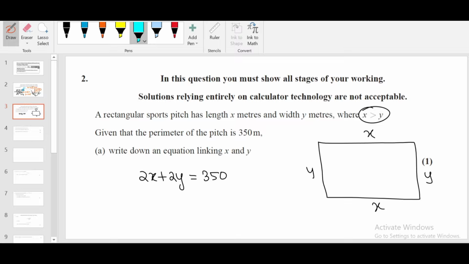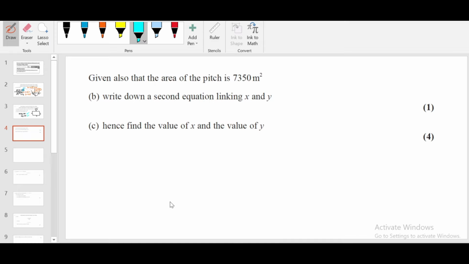This is already correct, but since there is a common factor 2, you can divide everything by 2. x plus y is equal to 175. Both are correct. You don't need to divide by 2, you will still get the 1 mark. It's just a 1 mark question. Now the part B of the question.